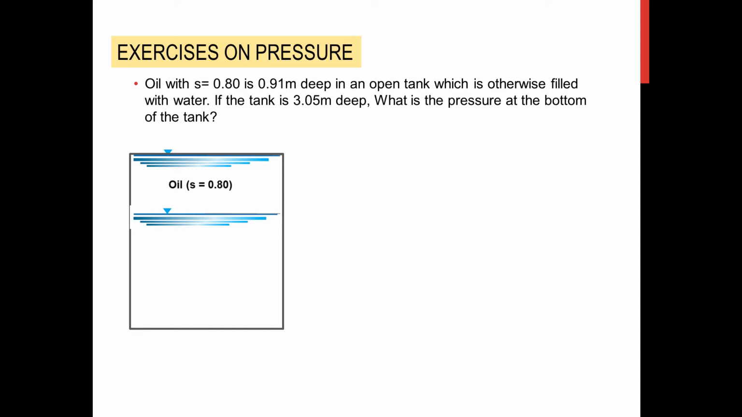So water is below oil, and oil has a given height of 0.91 meters. Given the total height of 3.05 meters, we just have to get the difference of 3.05 minus 0.91 meters, and that will be the height of water below the oil, that is 2.15 meters. So we denote a point here, say that is P1, and P1 is the unknown in the problem. P1 is the pressure at the bottom of the tank.